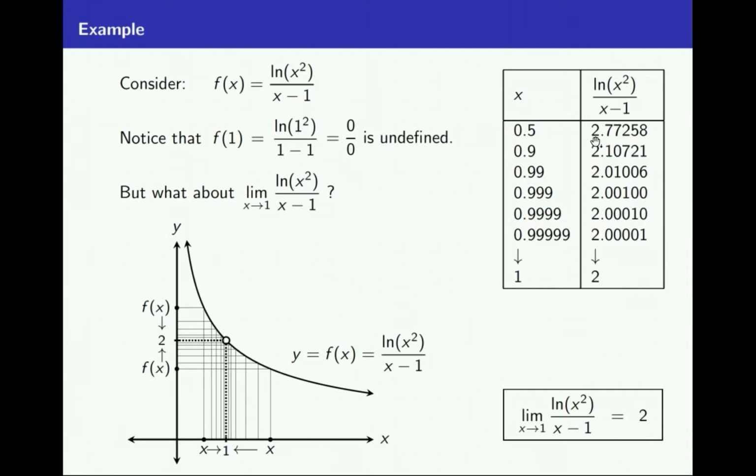And they start out at 2.77, a little bit bigger than 2. And as x gets closer and closer to 1, you can see these y values appear to be getting closer and closer to 2. So that's numeric evidence for the fact that as x approaches 1, f of x approaches 2. That the limit as x approaches 1 of f of x equals 2.